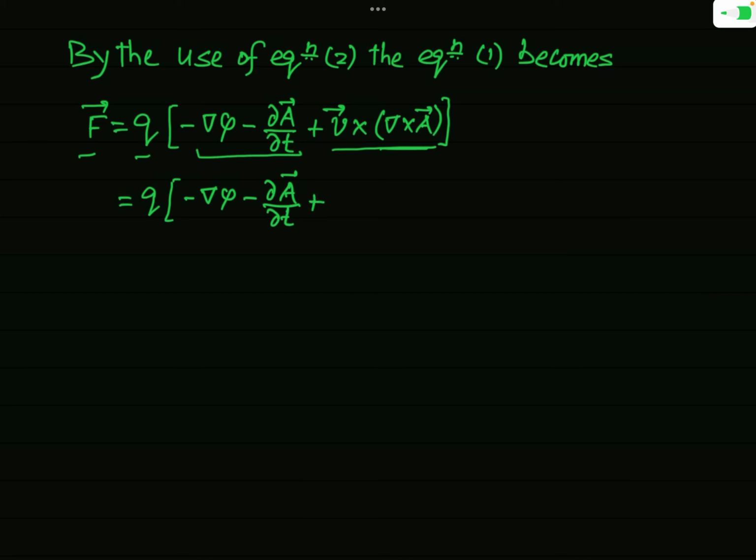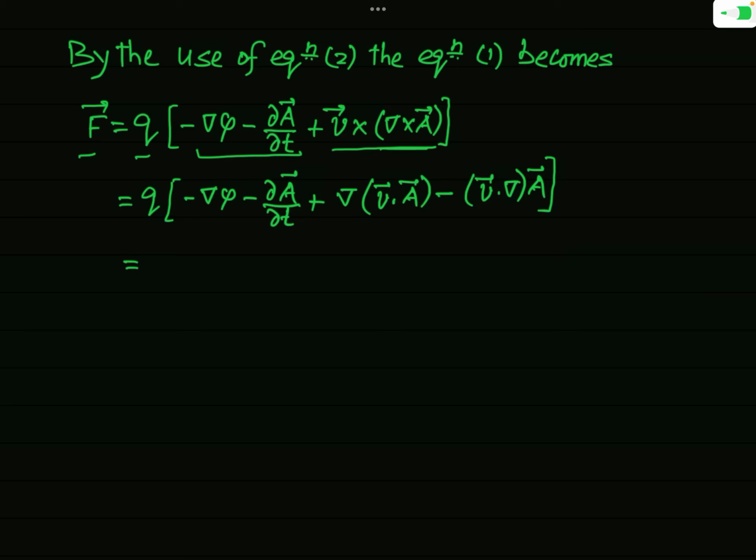Now V cross del cross A, from the formula of triple vector product, you can write this expression as del V dot A, del V dot A and minus V dot del A. You know, this is actually based on the formula for the triple vector product. Now let us arrange the terms in RHS to some extent.